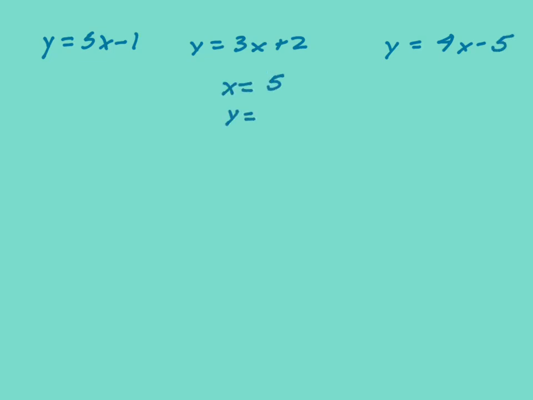Now, with functions, we can begin to name equations differently. You know, we're kind of used to, don't write this down, but y equals 5x minus 1, y equals 3x plus 2, y equals 4x minus 5. And somebody comes along and says, well, x equals 5, I want to know what y is. Well, which equation do I use? I don't know.